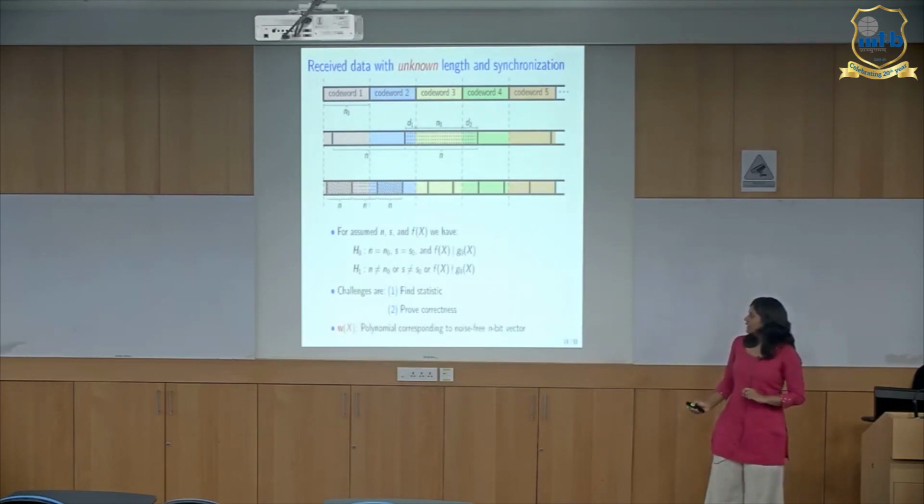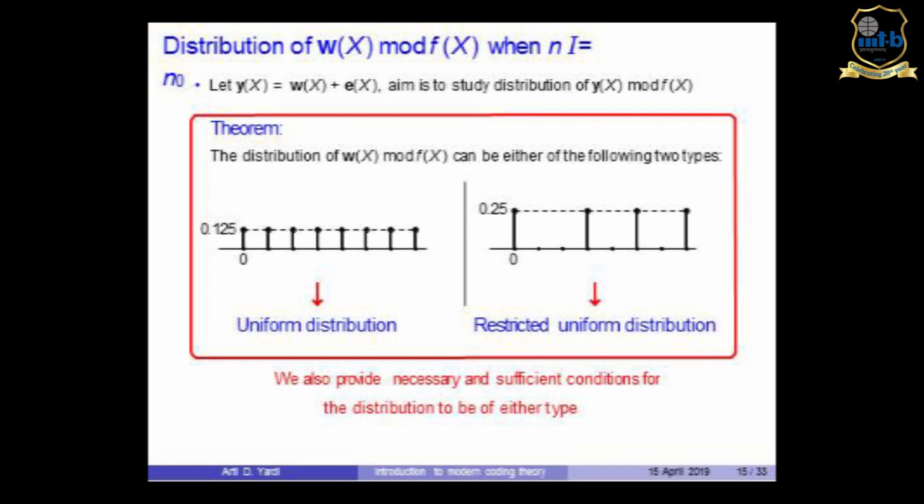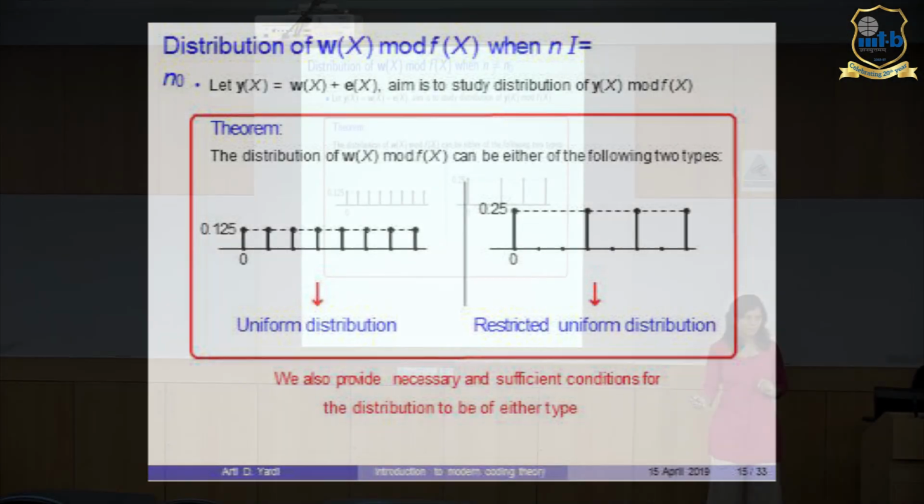Now here I will denote the polynomial corresponding to the noise-free vector as w of x. Ultimately we use a similar approach, the syndrome distribution. Here y is the noise-affected version of w of x, which is the noise-free n-bit vector. Ultimately we want to study the distribution of y of x mod f of x, but in order to do that, we first study the distribution of w of x mod f of x.